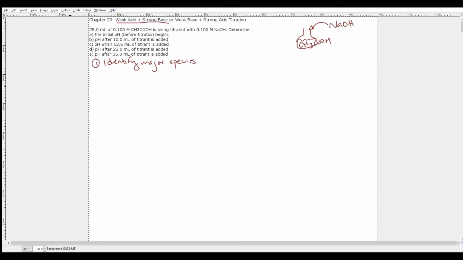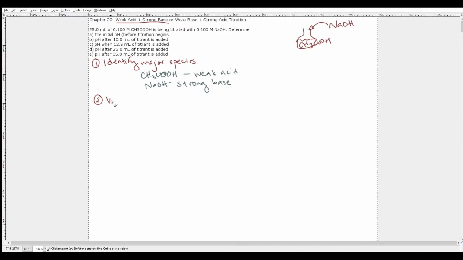So we're going to work with acetic acid, which we know is not strong. And we'll also work with NaOH, which we know is strong, but it's a base. Titrations, it's always an acid with a base or a base with an acid.